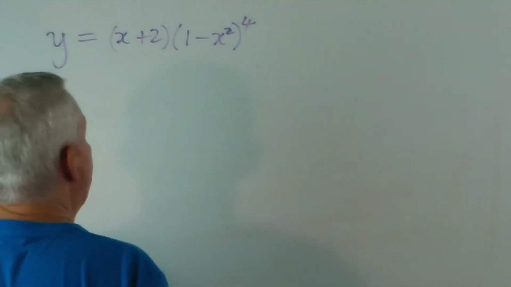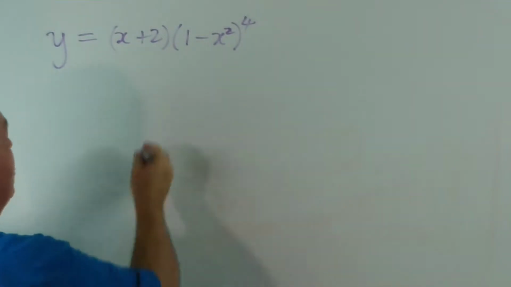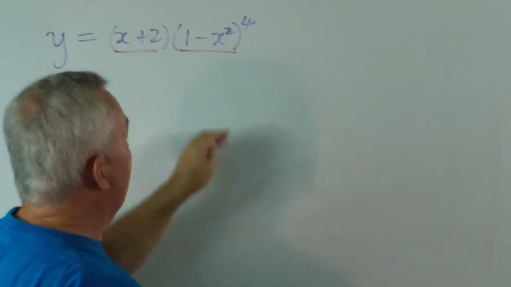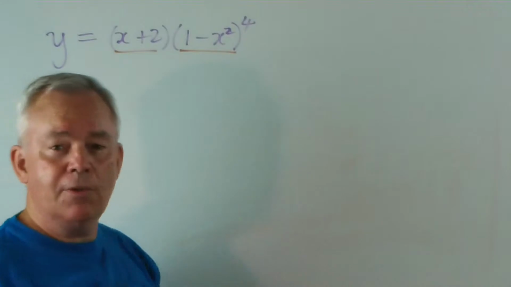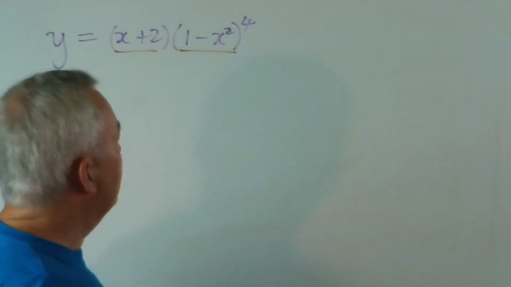Now, to find the derivative of this, I first noticed something interesting, quite apart from the fact that we have two expressions multiplied. The second one is a power of a function, so we're going to use the chain rule embedded inside the product rule.